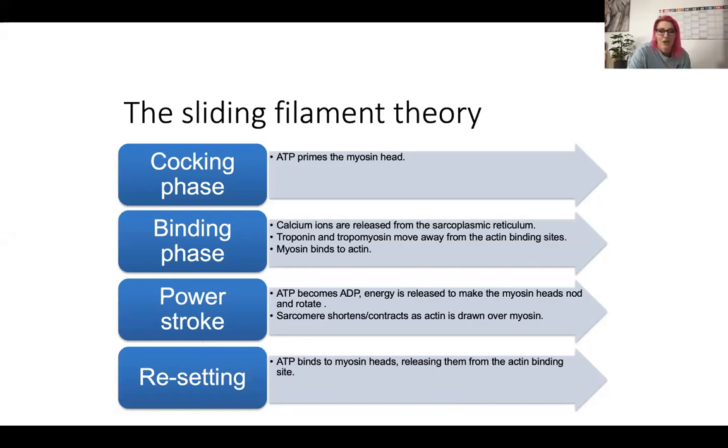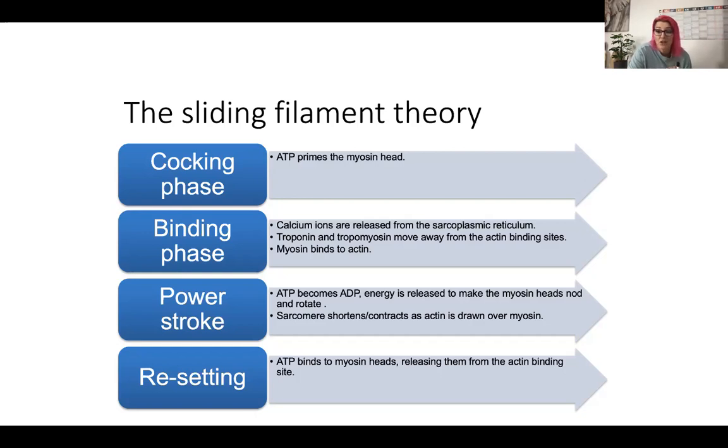Okay, so the cocking phase, that's when the ATP primes to the myosin head. Remember, actin and myosin are the contractile proteins within the sarcomere of the muscle. So then what happens is calcium ions are released from the sarcoplasmic reticulum. This is what covers those myofibrils. And troponin and tropomyosin move out of the way, which allows the actin and myosin to see each other so that myosin can bind to the actin.